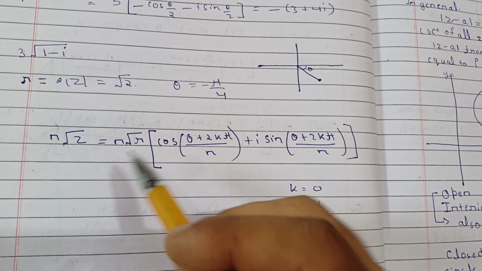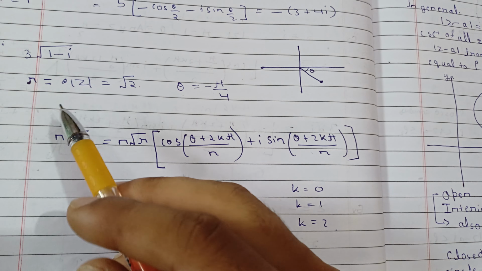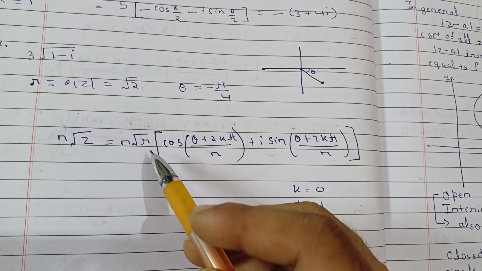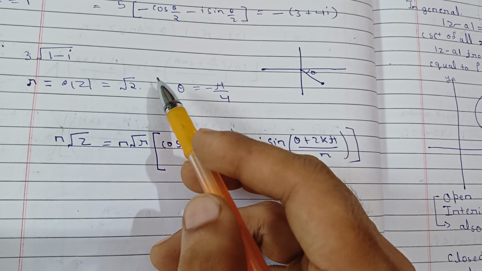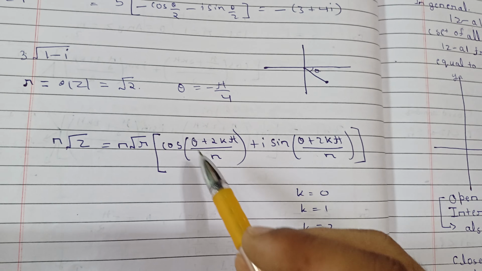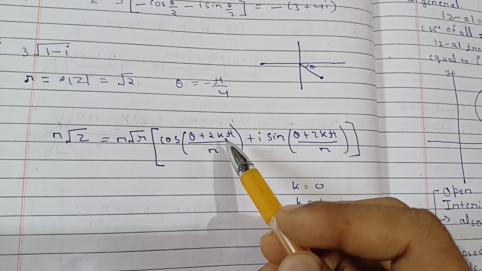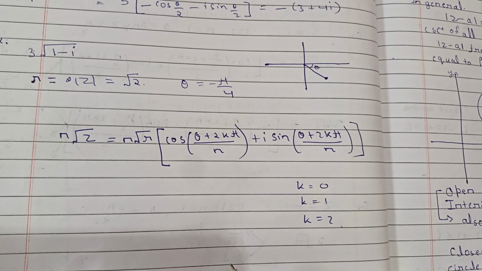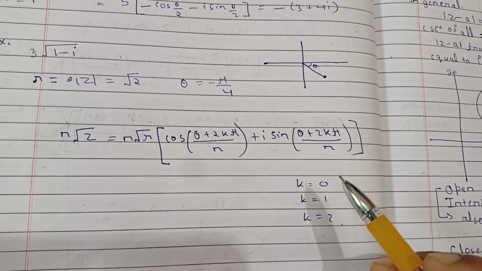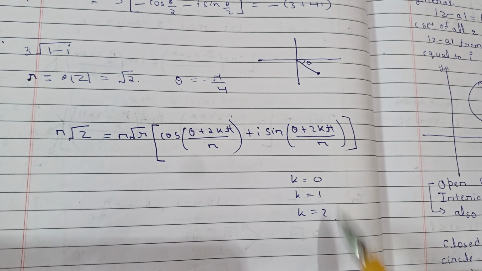Now use the formula for the nth root of r. If you need to find the cube root, then it will be 1 upon 3 of r. So it will give you 2 to the power 1 upon 2 multiplied by 1 upon 3. It will give you 2 to the power 1 upon 6 here. And theta will be minus pi by 4. Use k equal to 0 first, then k equal to 1, then k equal to 2. You will get the 3 roots. And all 3 roots will give you again this value when you cube these roots.